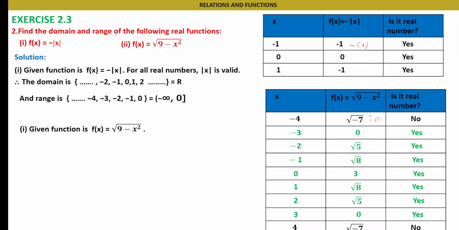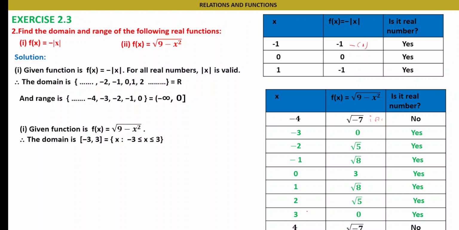If we take x as minus 3, then we will get f of x as 0. Is it real? Yes. If we take x as minus 2, we will get f of x as root 5. Is it real? Yes. If we take x as minus 1, we are going to get f of x as root 8. Is it real? Yes. Similarly, till 3, the values are all real numbers. When we substitute x as 4, then again we get root of minus 7, which is imaginary, it's not real.